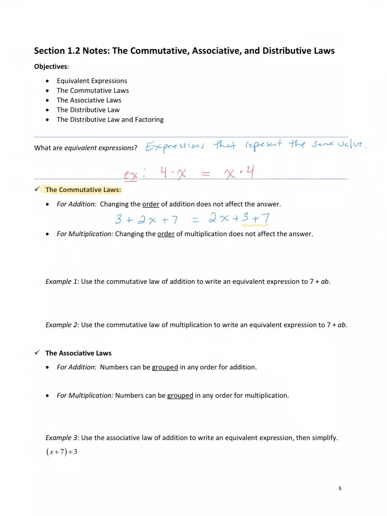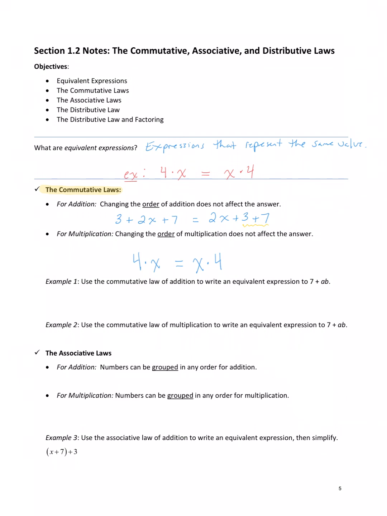Let's look at the next one. The commutative law for multiplication. Changing the order of multiplication does not affect the answer. Using what we looked at previously under the example for equivalent expressions, this would actually be an example of the commutative law of multiplication. Because if we have 4 times some number x, that is going to be equivalent to taking that same number x and multiplying it by 4. When we change the order of the factors being multiplied, we will always get the same answer.